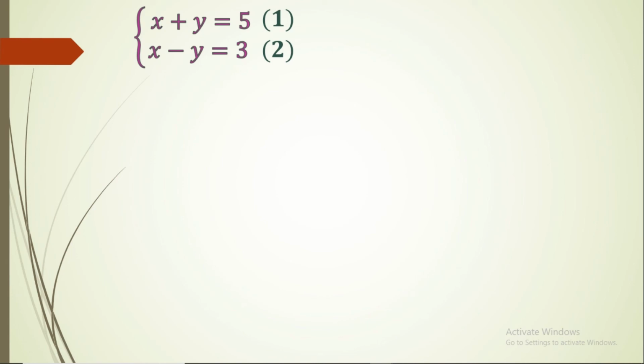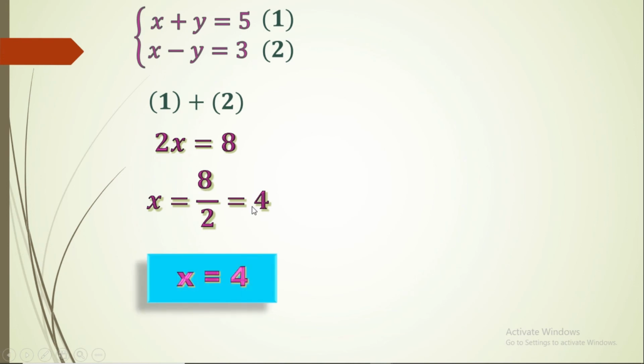Note that if we add them directly, plus y and minus y will be cancelled. Now x plus x is 2x, plus y minus y is cancelled, and 5 plus 3 is 8. So we can say 2x equals 8. Then x equals what? 8 divided by 2, so x equals 4. Here we have nothing between 2 and x, so it's times. Then when we move 2 to the other side, it will be divided by. Well, we have determined the value of x. What about the value of y?